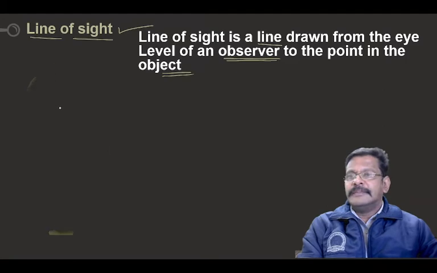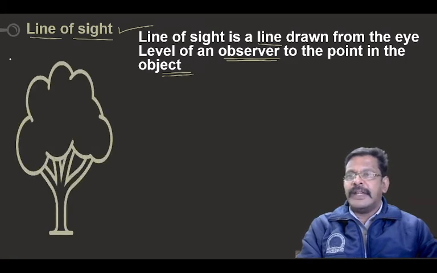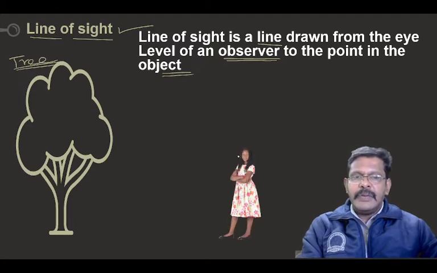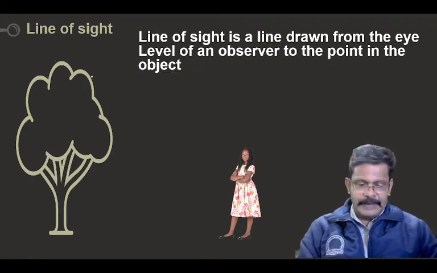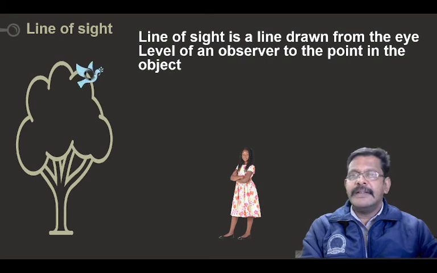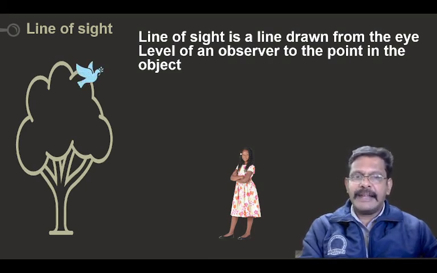So imagine there is a tree, right? It's looking like a tree and there is a girl. Now she wants to see something which is here. Let us have a bird sitting here. This is a bird and this girl wants to see this bird. Directly she wants to see this bird like this.